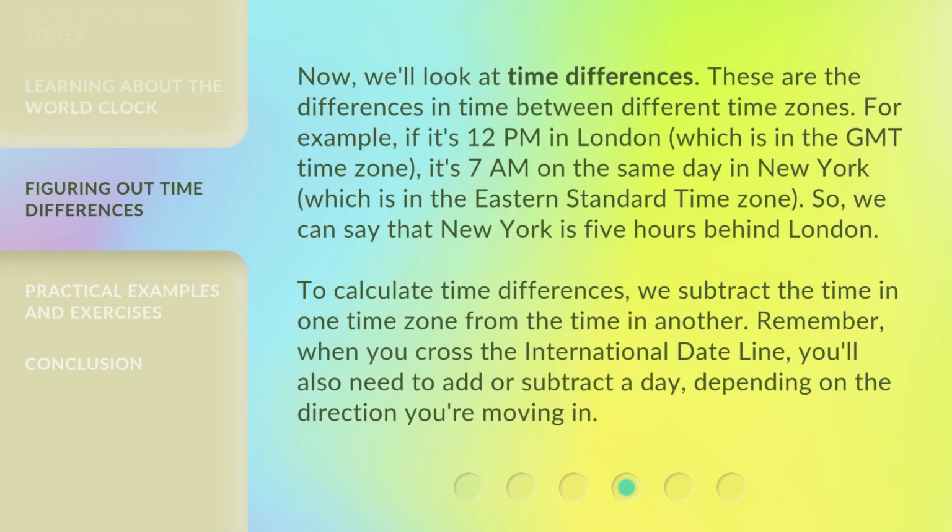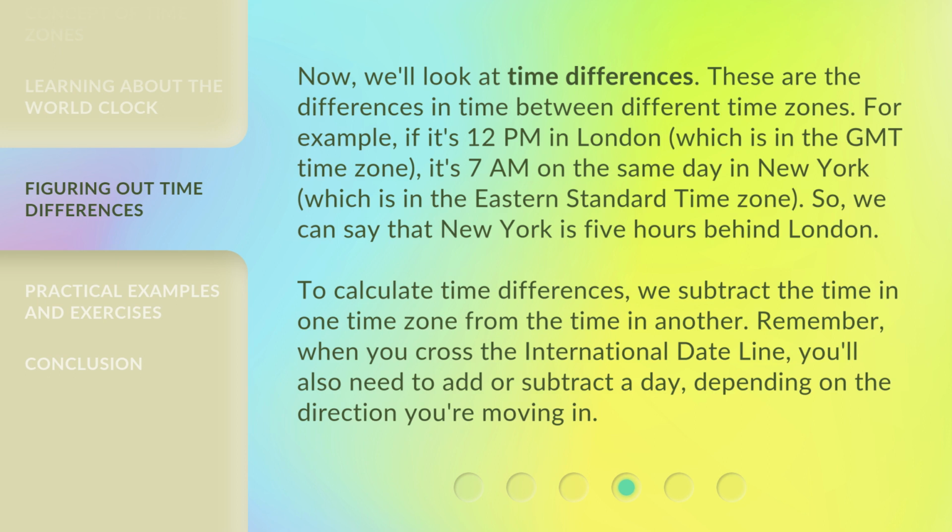Now, we'll look at time differences. These are the differences in time between different time zones. For example, if it's 12 p.m. in London, which is in the GMT time zone, it's 7 a.m. on the same day in New York, which is in the Eastern Standard Time Zone. So, we can say that New York is 5 hours behind London.